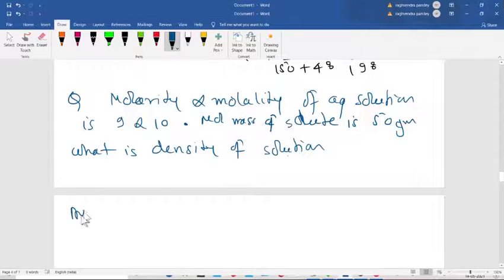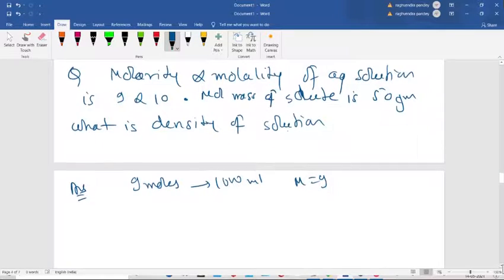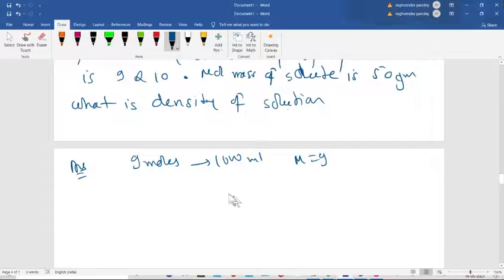Okay, now see that 9 moles are dissolved in 1000 ml. That is your molarity, equal to 9 per 1000 ml. Okay. Now, same solution. This is the same solution.